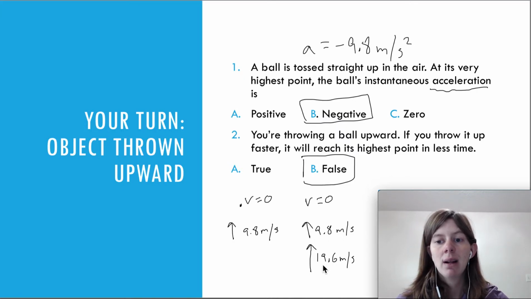So you can see that the faster that you throw it up, the longer it's going to take to stop, because it's actually going to go higher when you throw it up faster. So if it goes higher, it's actually going to take longer. The initial speed being faster is what actually makes it take longer and go higher.